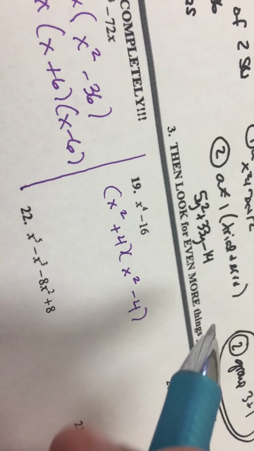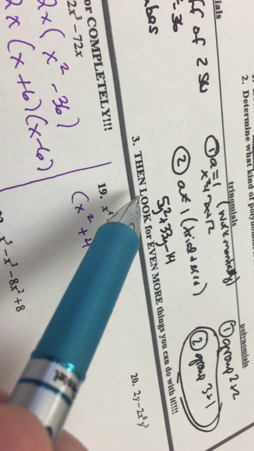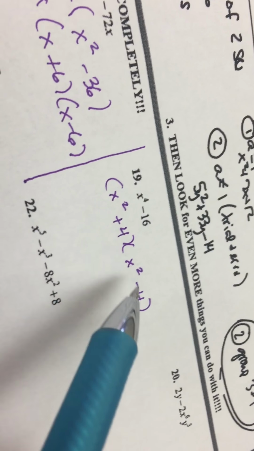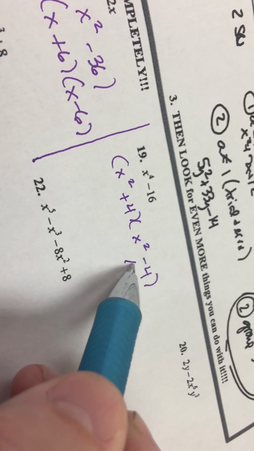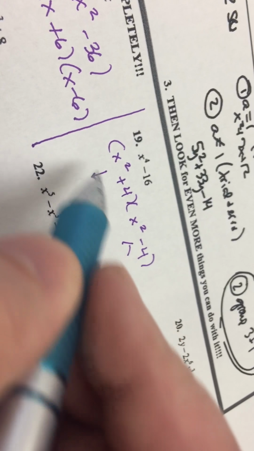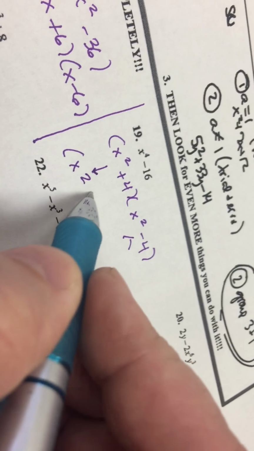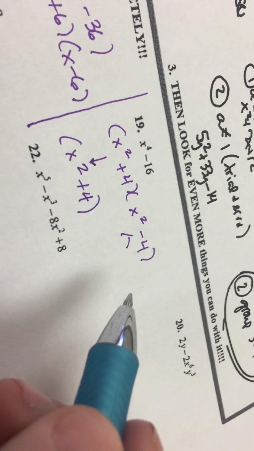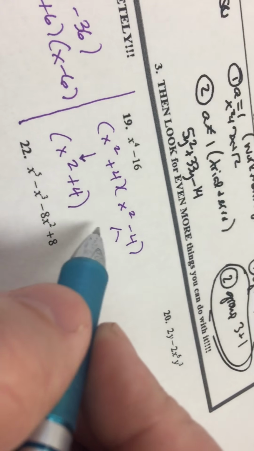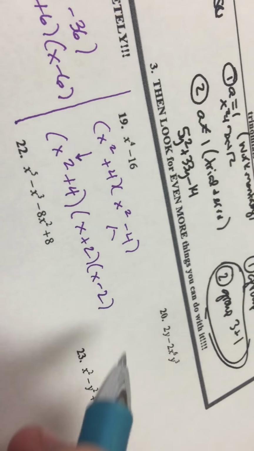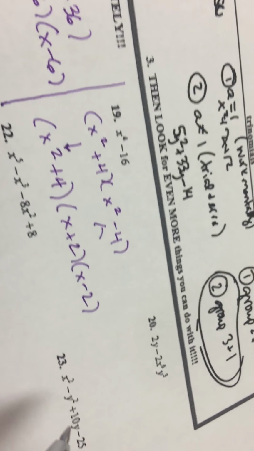But here's the surprising thing. There's this mysterious step of look for more things you can do. So we factored this difference of 2 squares and we got a difference of 2 squares. Now, I don't know if you remember from class today, but x squared plus 4 cannot factor further. You can try, people do, but it will not factor further. But x squared minus 4 will factor into x plus 2 and x minus 2.